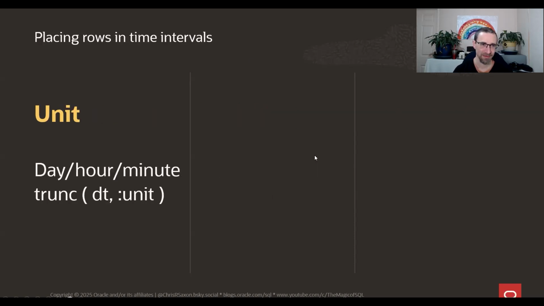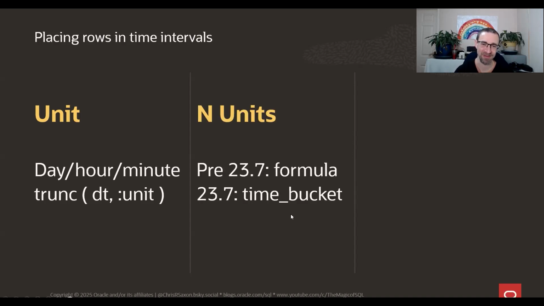Let's recap all that. Placing rows into time intervals. If you just want to group by a unit, so year, month, day, hour, minute, you can trunc down to the unit with the format mask, group by that, does the job, and done the job for years, forever. Pretty straightforward. Challenge comes when you want to group in n units, so 5 seconds, 10 minutes, 3 days, that kind of thing. This is where things get a bit more interesting.